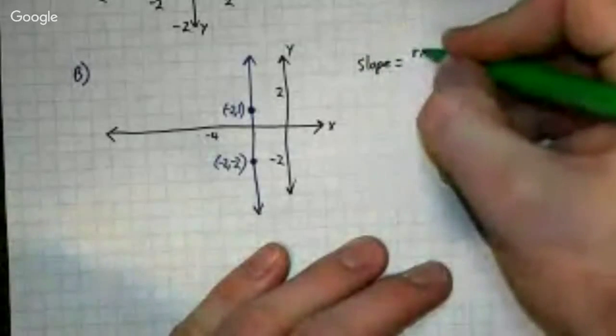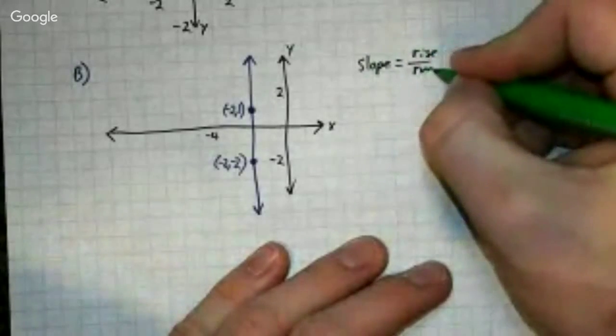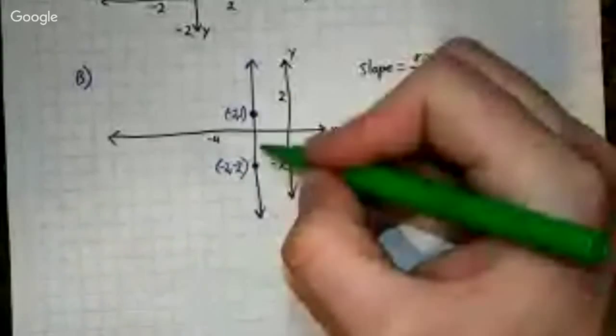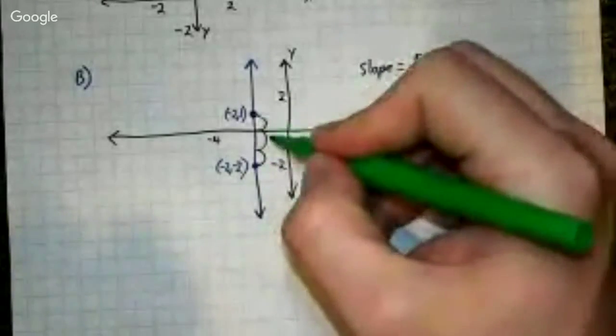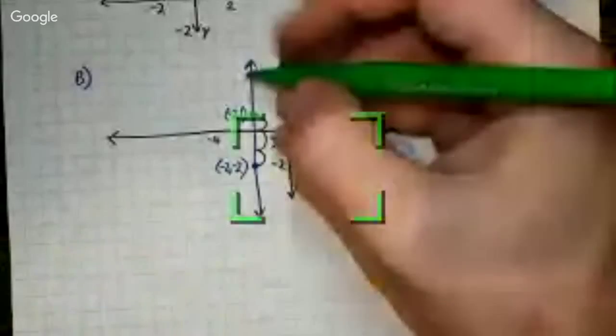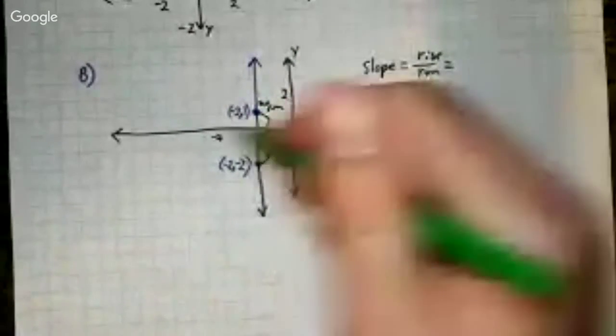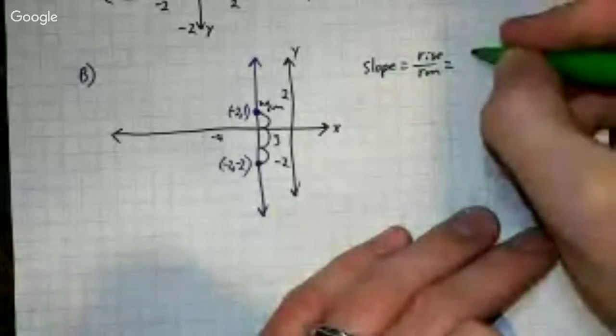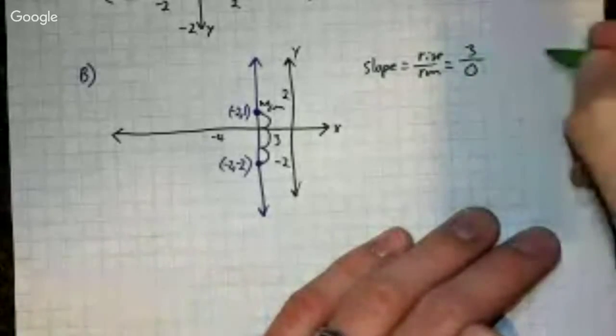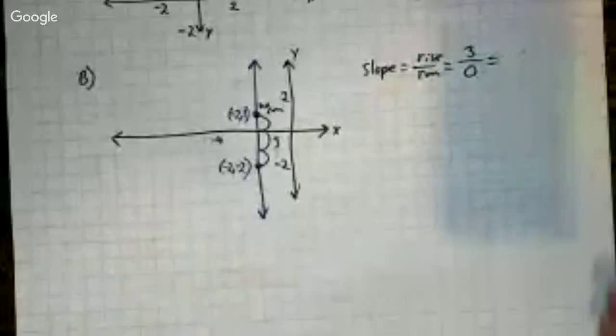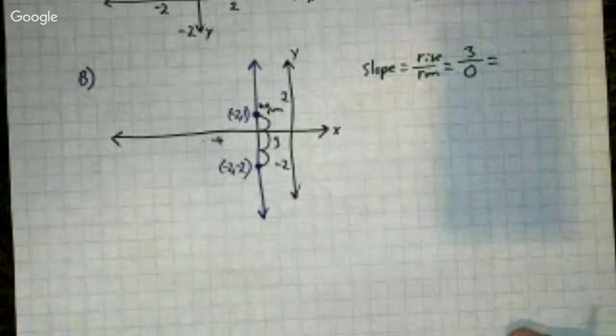The slope equals rise over run. Well, the rise is going to be 1, 2, 3. The run, though, there is no run. They're right there. No run. Can't go either way. So it's going to be the rise, which is 3, over 0. Can you divide by 0? No, you cannot divide by 0.